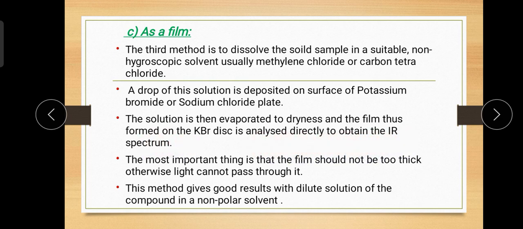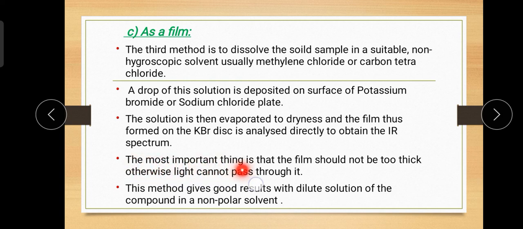That means first we dissolve the solid sample in a suitable volatile solvent, for example methylene chloride, and a drop of this solution is deposited on the surface of the potassium bromide plate. After that, by evaporation the solution is dried, and the film is formed on the KBr disc. Then the film is ready to be exposed to the IR radiation, and we get the spectrum of that particular sample. So this is another method to get a proper IR spectrum.